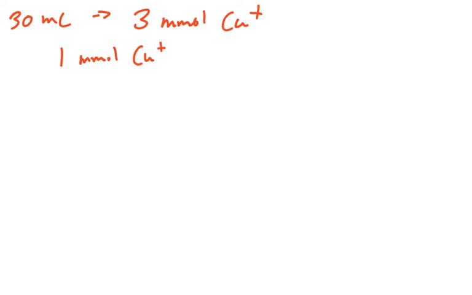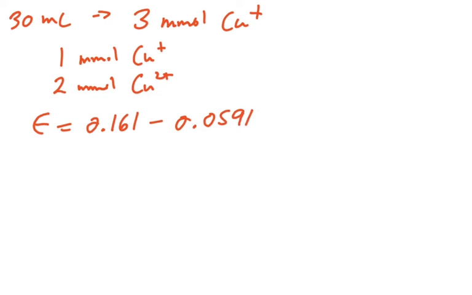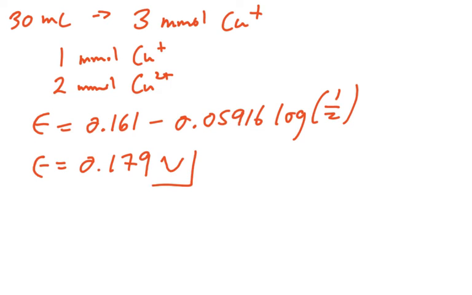I think I'm going to skip up to, let's try 30 milliliters of copper added. So that would be 3 millimoles of copper. And you can see that this is, let's see what's happening here. So at 30, we would have 1 millimole of copper and 2 millimoles of copper 2 produced at equilibrium. You can confirm that for yourself. So plugging that in, 0.161 volts minus 0.05916 log of 1/2. And we're going to get just a little bit above E naught, 0.179 volts.